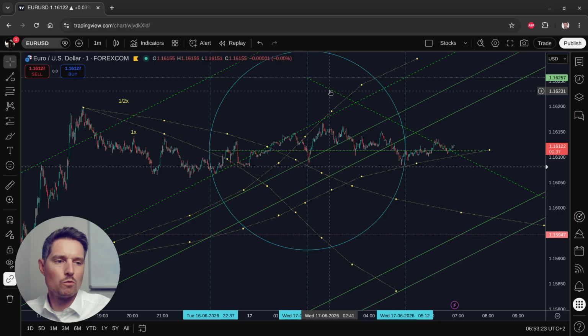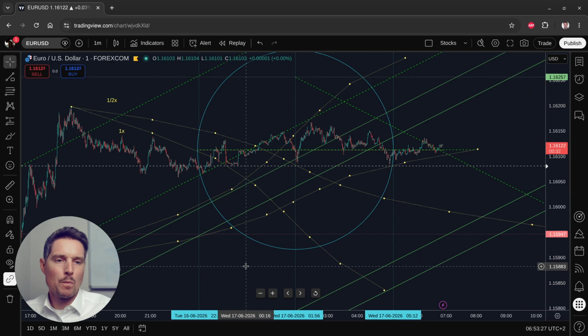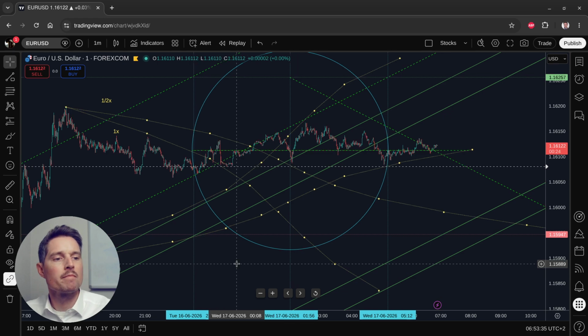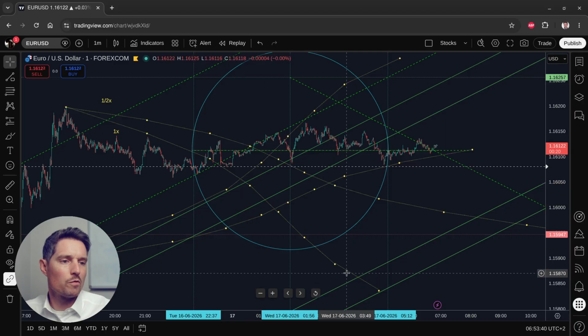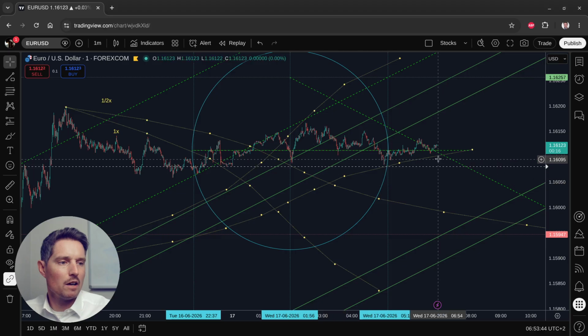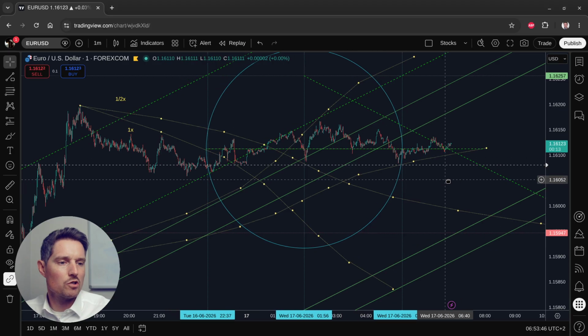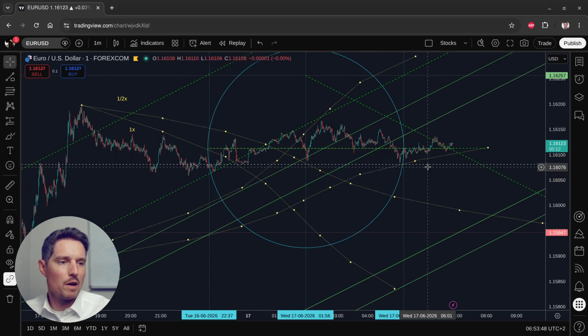So this is the 1x price time moving, and this is the half x, meaning it's just half speed. So 1 unit of time and then half a unit of price. That's what it means. And as you can see, the bullish movement, this half x bullish line, price is still above it.